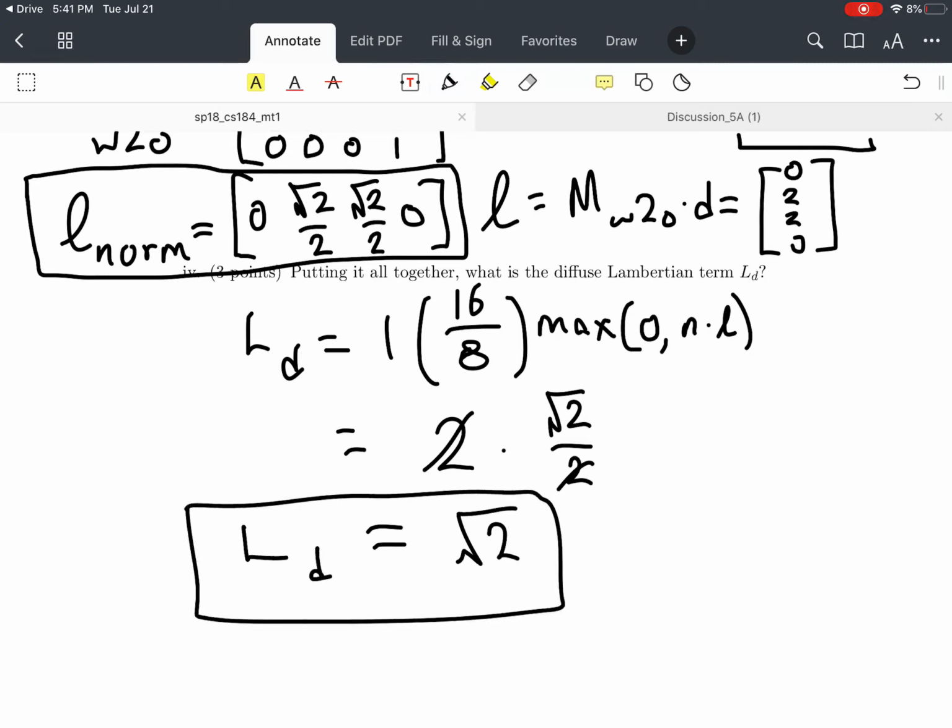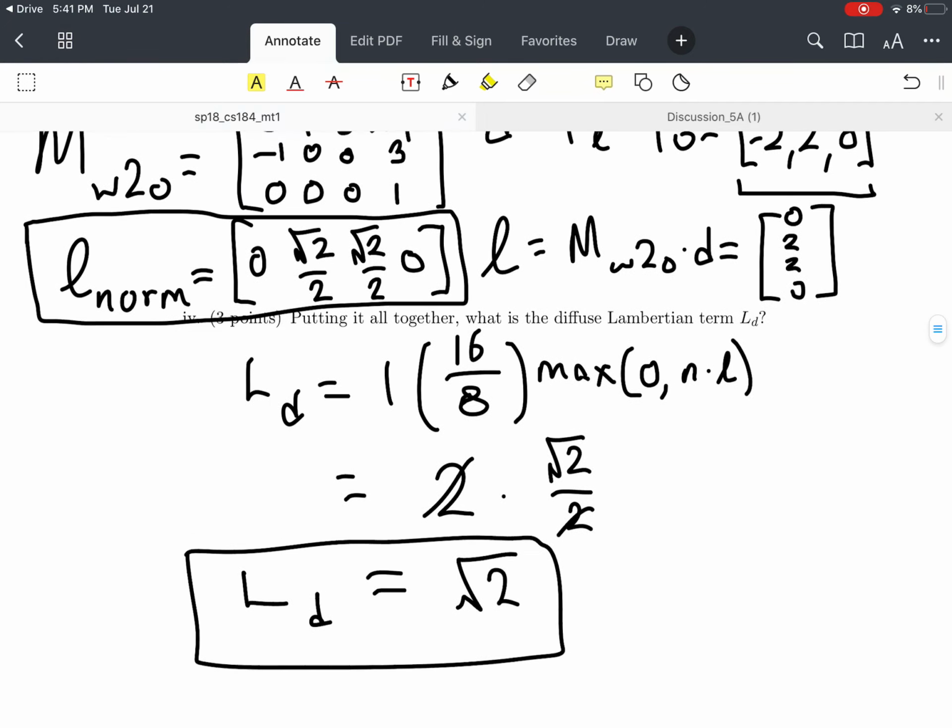Okay, so there we go. That's one practice problem from the Spring 18 test and some color questions. And that's all for this discussion.